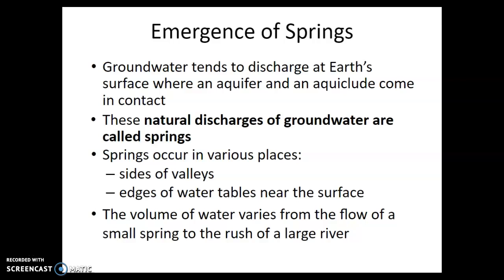So again, springs typically come up where an aquifer will meet an aquiclude. The groundwater will run into an area where the layers are impermeable and just get forced upwards to form a spring. These can occur in different places, such as in the sides of valleys or the edges of water tables near the surface. The volume of water varies from the flow of a small spring to the rush of a large river. So depending on how much water is actually present in terms of volume or how quickly it's moving, you can have a more intense or a smaller spring.